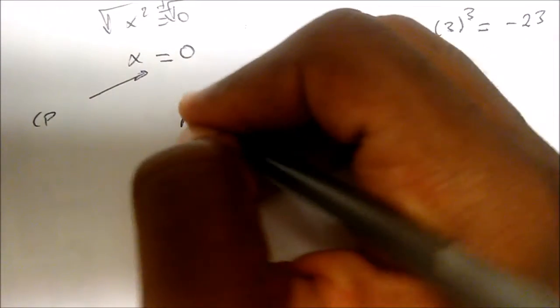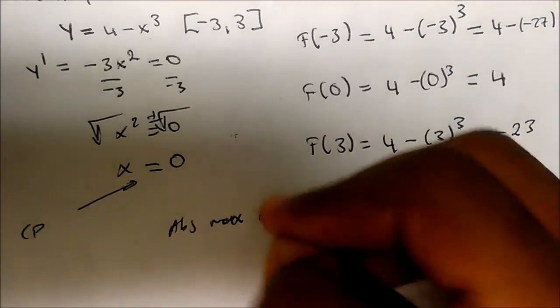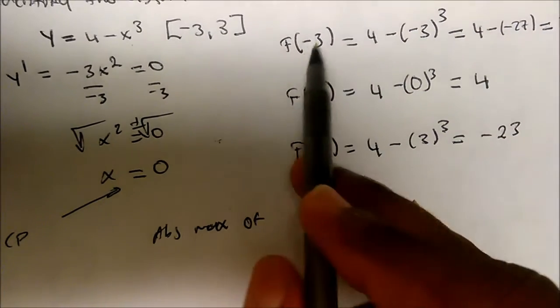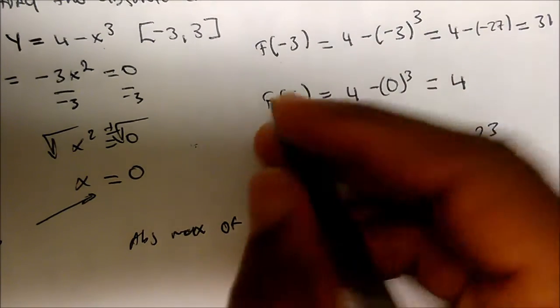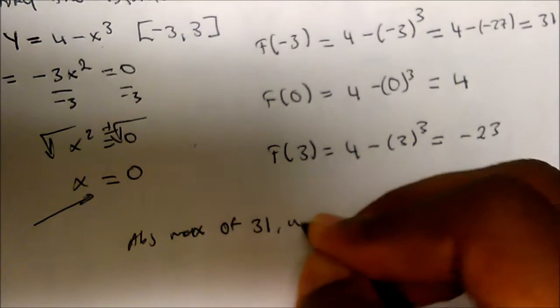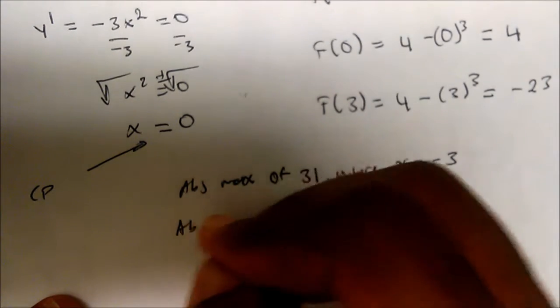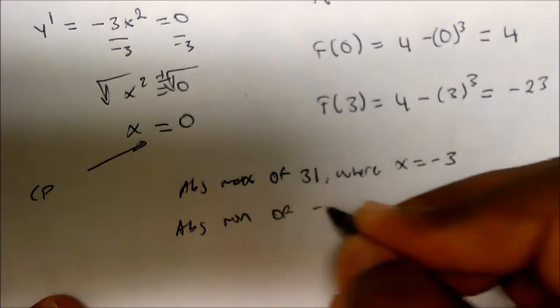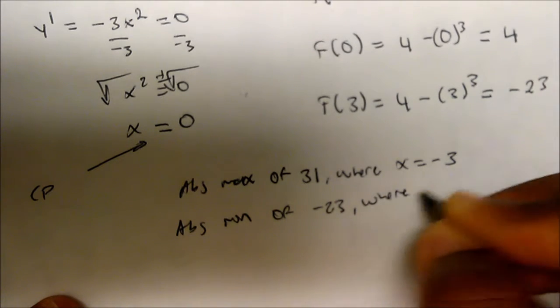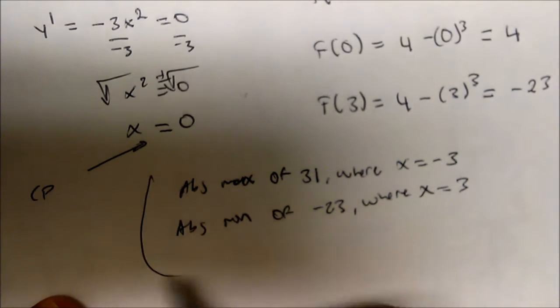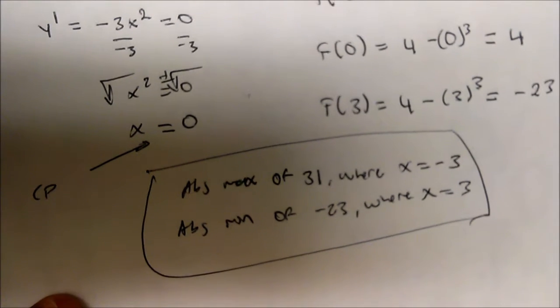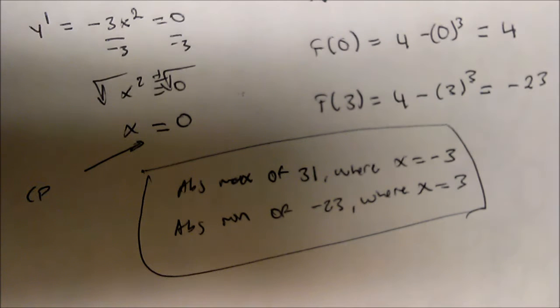So we can put everything in terms now, in words. And here's how I write it. We have an absolute max of the value we get when we plug in our x value. So we have an absolute max of 31, where x is equal to -3, and we have an absolute min of -23, where x is equal to 3. And this is what we mean by our absolute max and our absolute min.